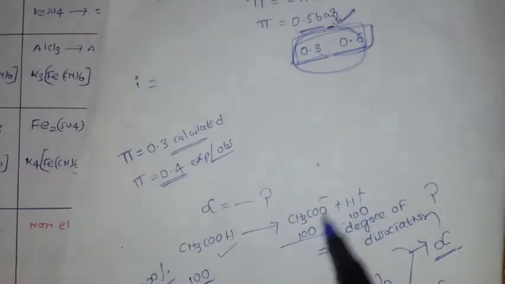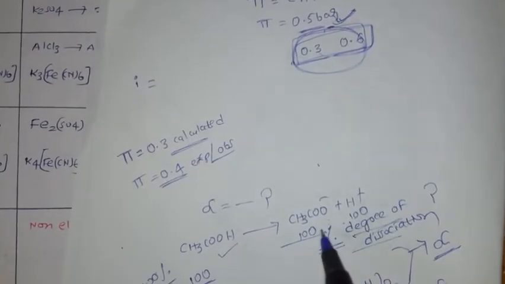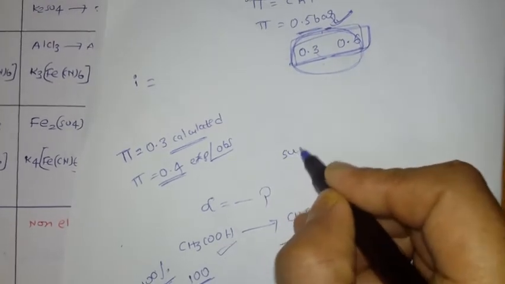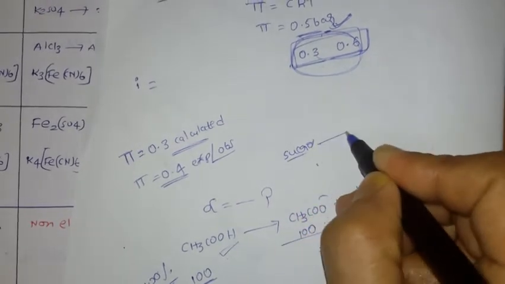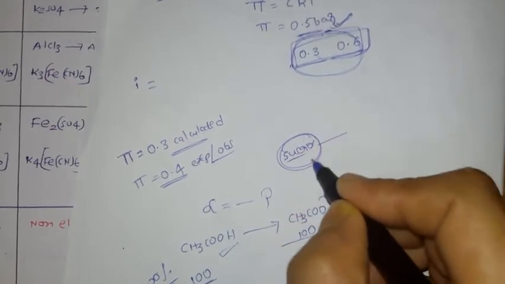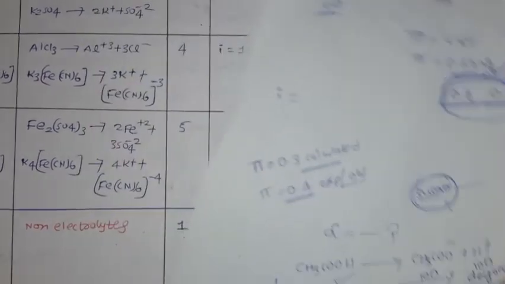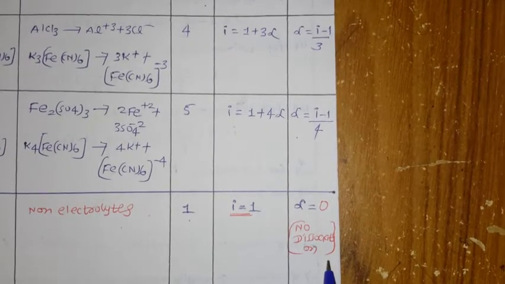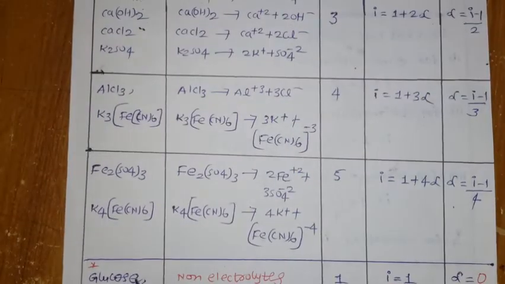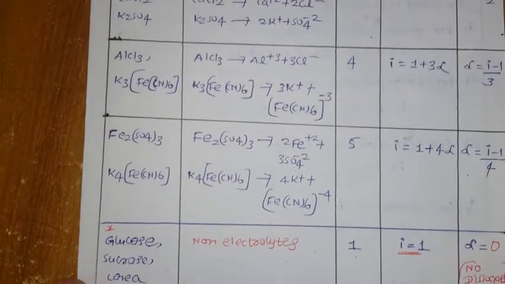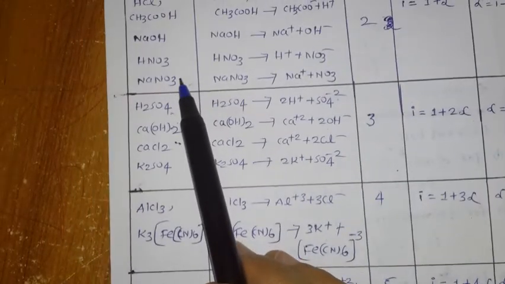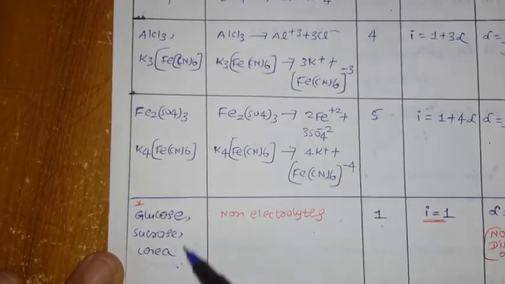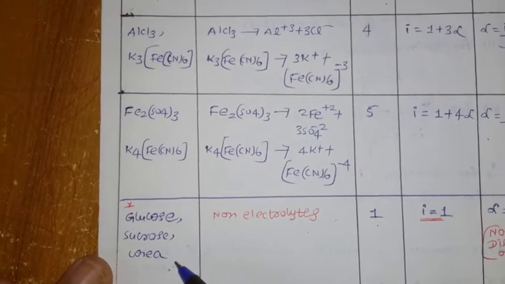So we already discussed, degree of dissociation means to how much extent it is going to dissociate. Here, if we take sucrose and urea, what happened? They are not going to dissociate, so the number of particles remains as such. So for those cases alpha equals 0, meaning no dissociation. You should be very careful with the electrolyte, you should remember which is a non-electrolyte and which is an electrolyte. While doing numericals you should be able to identify electrolyte and non-electrolyte.